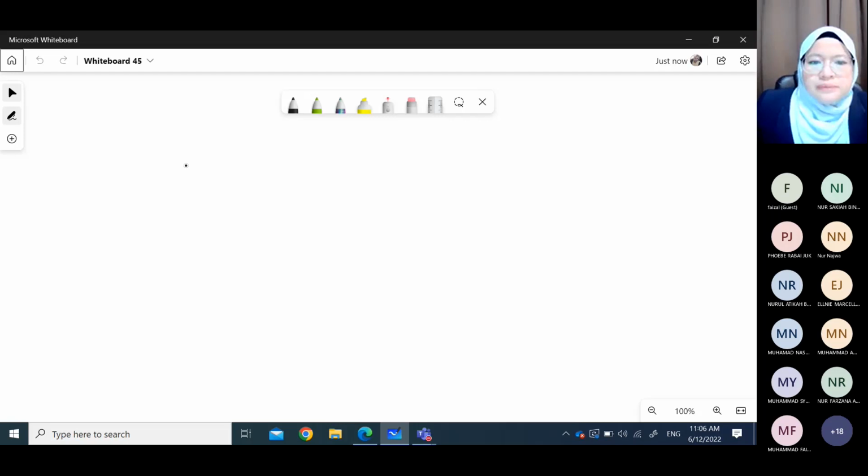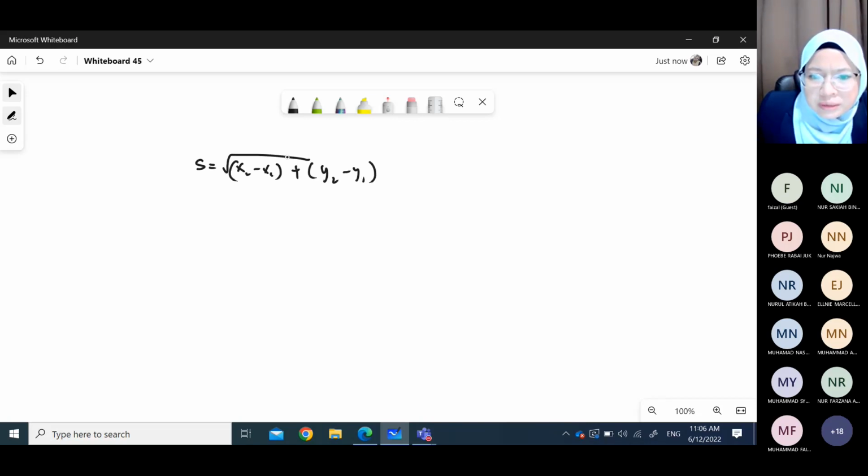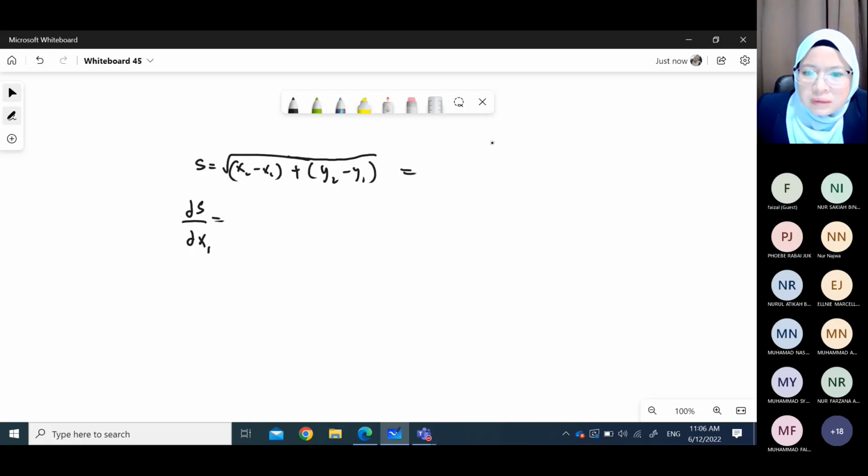Okay. Right. Kita tadi apa? S is the square root of (x2 minus x1) squared plus (y2 minus y1) squared. Okay, so now we want to find the derivative with respect to x1 on s. Nampak tak? Ada kuasa 2, Madam. Ada kuasa 2, ya, betul.